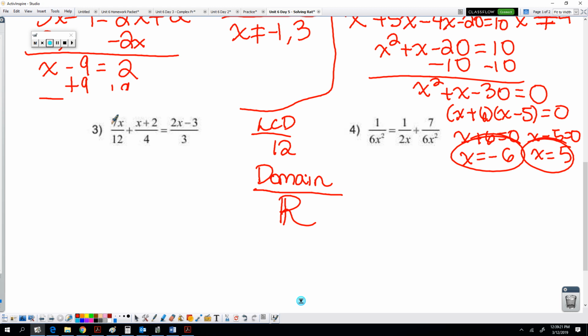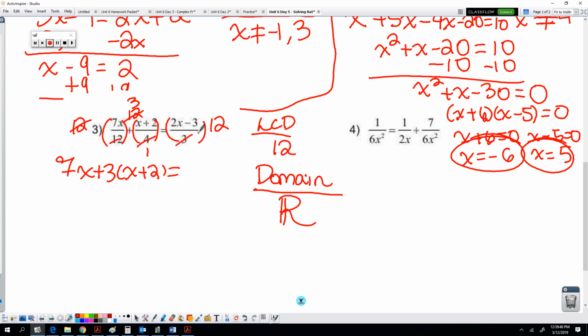So now you're going to multiply every single thing by your LCD because you can cancel stuff out. So 12 goes into 12 one time, and I'm left with 7x. So now this goes into itself once, and this becomes a 3. So it's plus 3 times x plus 2. Now this becomes a 4. So I'm left with 4 times 2x minus 3.